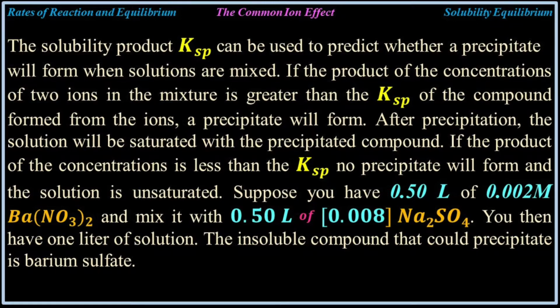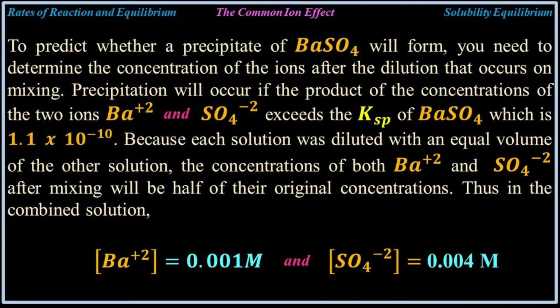Suppose you have 0.5 liter of 0.002 molar barium nitrate and mix it with 0.5 liters of 0.008 molar sodium sulfate. You then have 1 liter of solution. The insoluble compound that could precipitate is barium sulfate. To predict whether a precipitate of barium sulfate will form, you need to determine the concentration of the ions after the dilution that occurs on mixing.